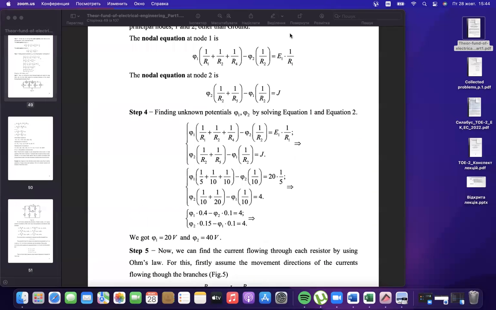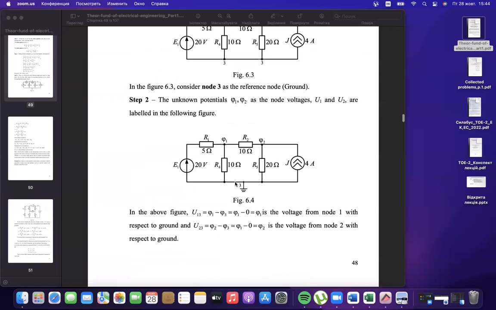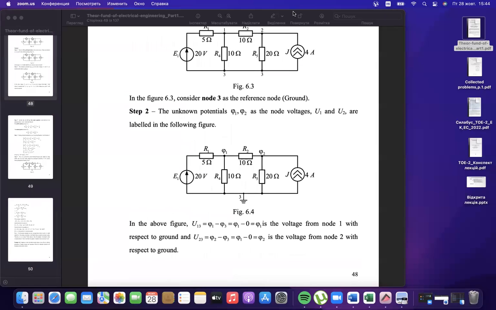For example, imagine that in this case you don't have resistivity. Then in the branch with source E1, you have infinitely high conductivity.